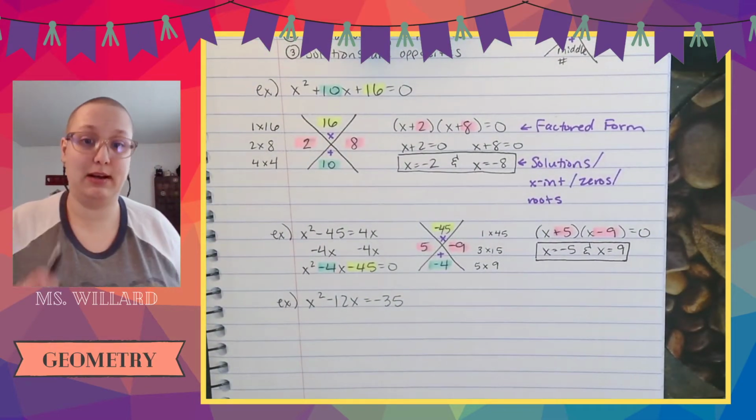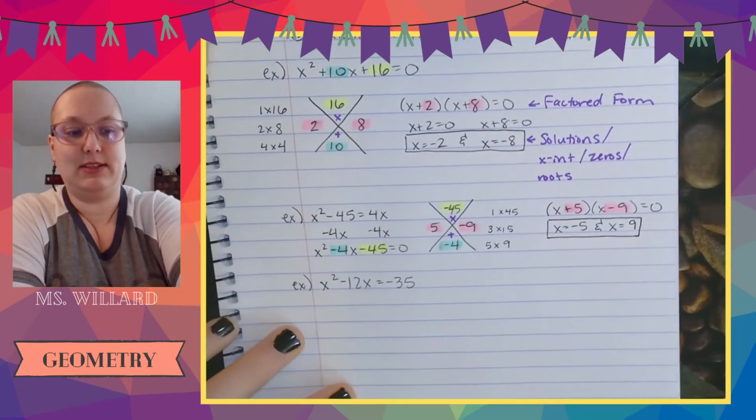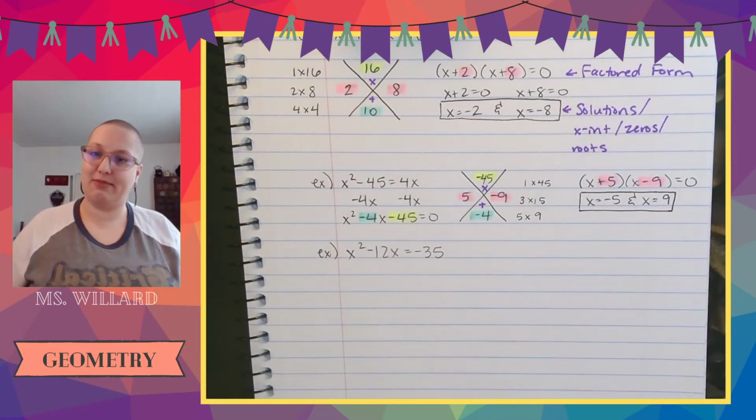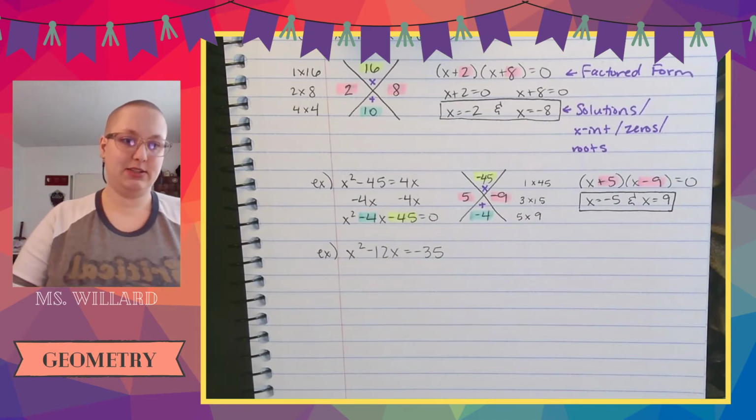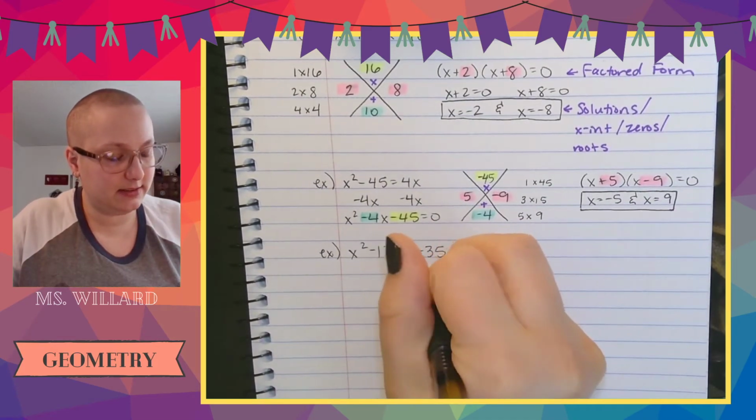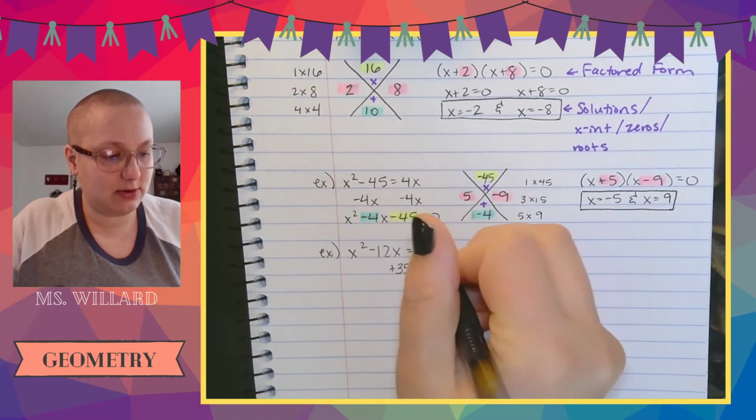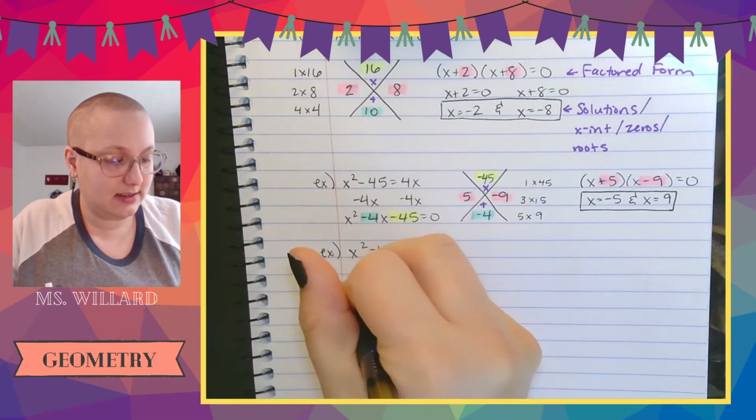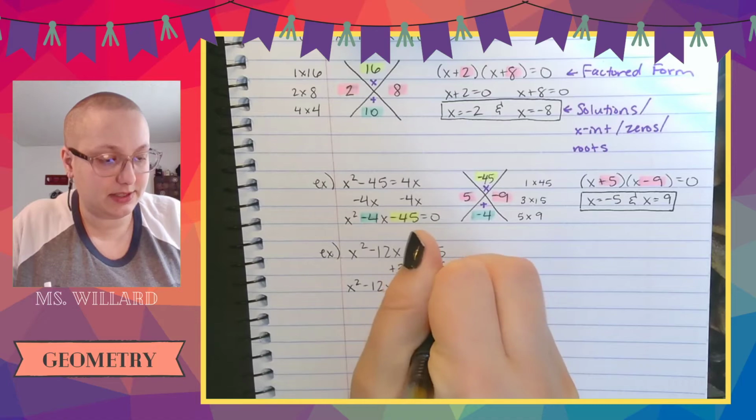X squared minus 12x equals negative 35. You are completely capable of doing this problem now, but if you want to, you can pause it, try it, and then press play again to watch me do it. So I need to add the 35 over here, but again, it can't go with the x squared and it can't go with the 12x because it is just a number by itself, so I'm going to put it on the end. So x squared minus 12x plus 35 equals 0.